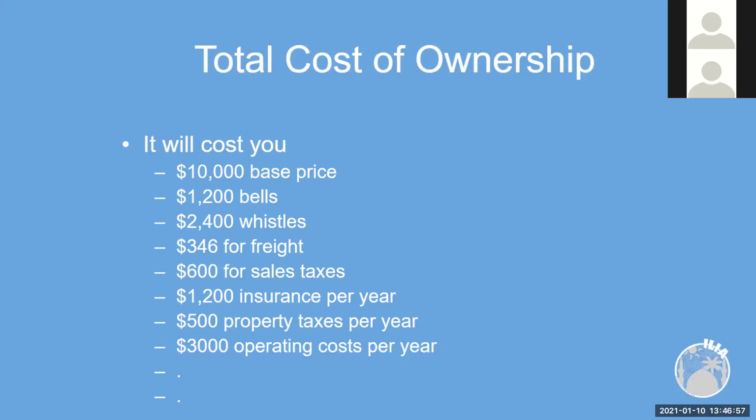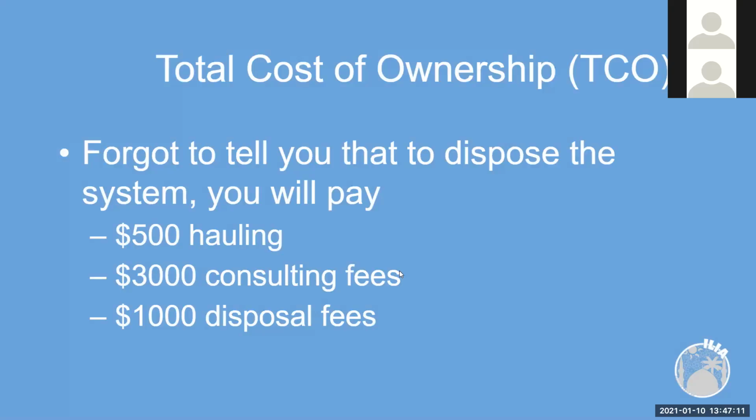There's a cost for the vehicle, $10,000. You need to add some accessories to it, so $1,200, some other things, $2,400. You pay for sales taxes, insurance, property tax. So all of this is part of the cost. And then there's some other things. If you want to get rid of that car one day, you might need to pay some money for someone to tow it away, some fees to take care of things, whatnot, and so on.